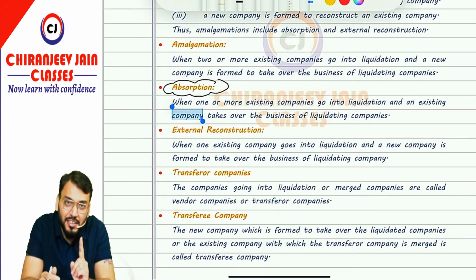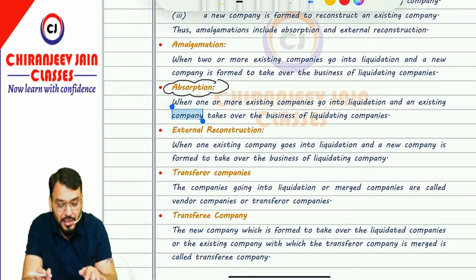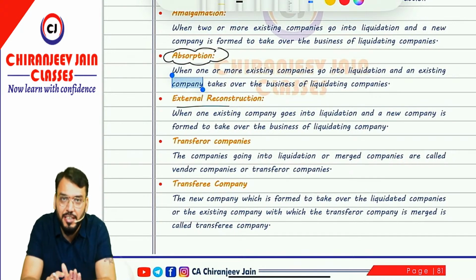So you can understand that in case of amalgamation, a new company is formed to take over the business of two or more companies. In case of absorption, an existing company takes over the business of one or more existing companies, understood? In case of external reconstruction, what happened? There is only one company which is liquidated and its business is taken over by a new company. A new company is formed to take over the business of that one liquidated company. So this is known as external reconstruction.